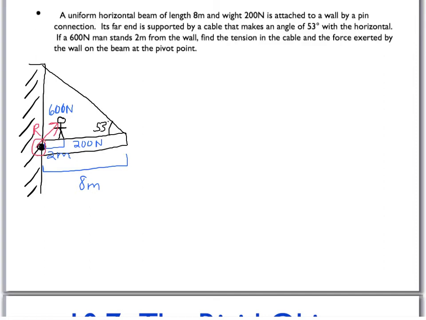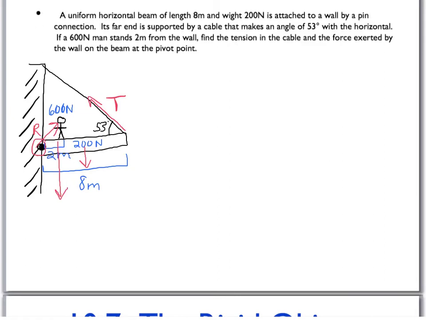Now on the far end of the beam, it's supported by a cable. Now of course there's a tension force here through the cable. It's connected at a 53-degree angle. We also know that there is a 600 Newton man that's standing on the beam 2 meters from the wall, and we want to find the tension in that cable and the force exerted by the wall on the beam at that pivot point. So we've already labeled 2 of the forces in our diagram here, but there are a couple more. Acting from the center of mass of this beam, there's the weight of the beam itself, that 200 Newton force. And there's also a weight from the man pushing down on the beam in his location, which would be a 600 Newton force.